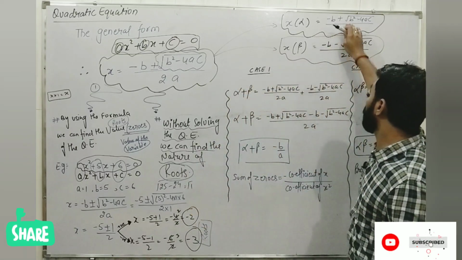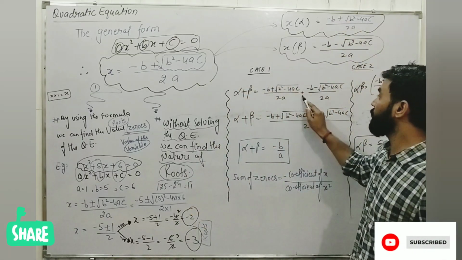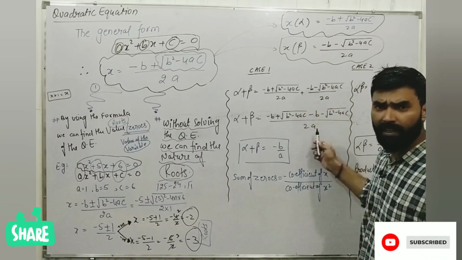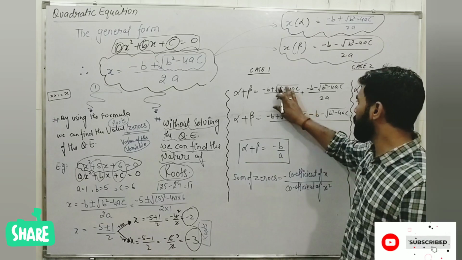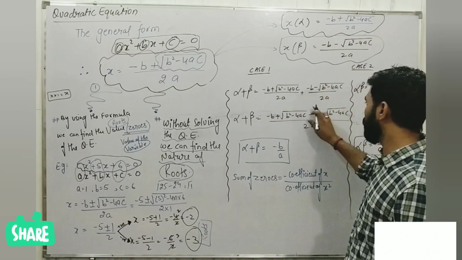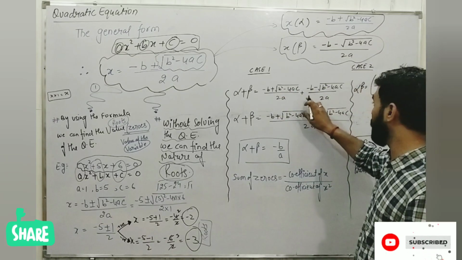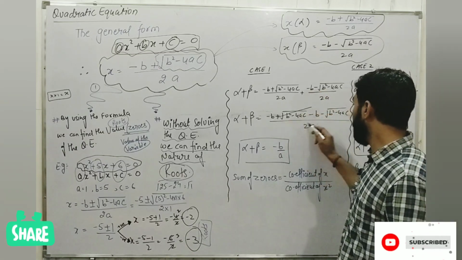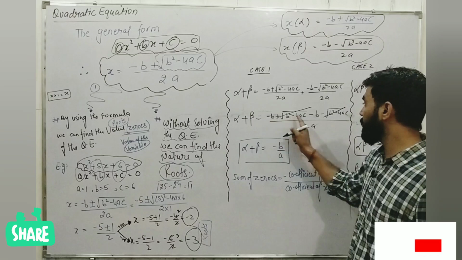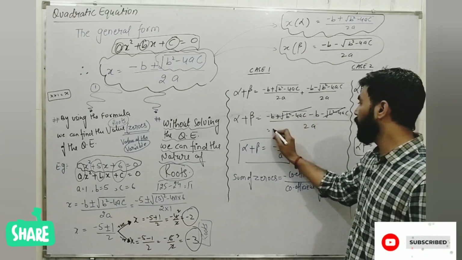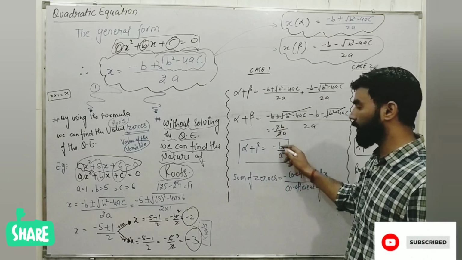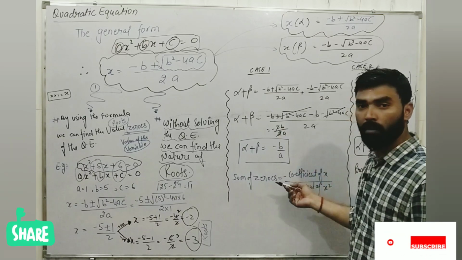Let us suppose we are adding both of them. So this is the first value plus this is the second value. Denominator is the same, so we can take the LCM, 2a. This will come as it is, plus this will come as it is. Here, this term and this term will cancel out, so you will get minus b minus b, which is minus 2b, divided by 2a. 2a cancels, and you will get minus b upon a.